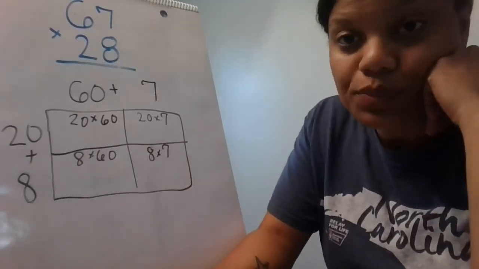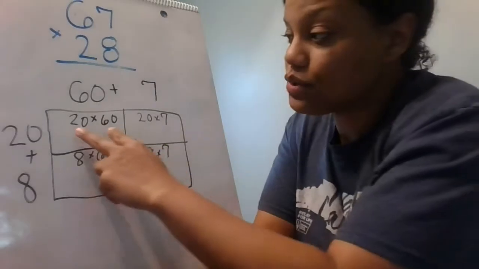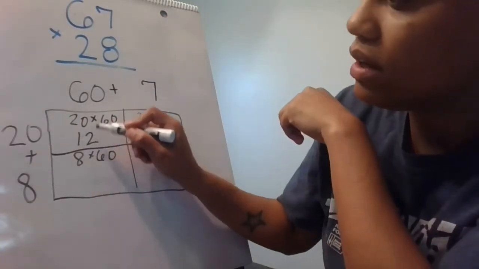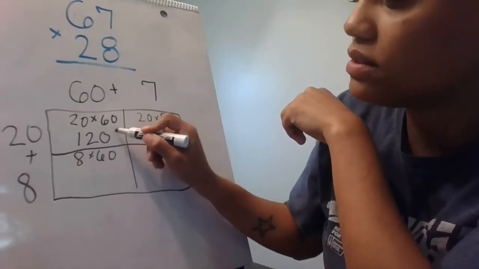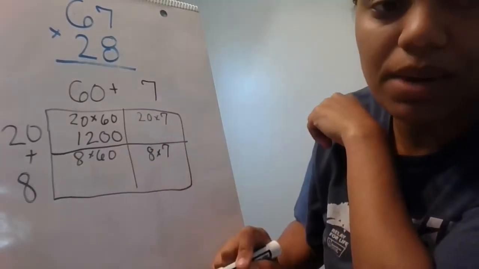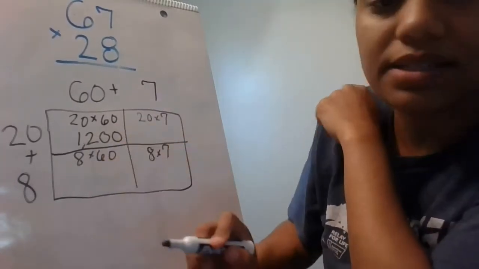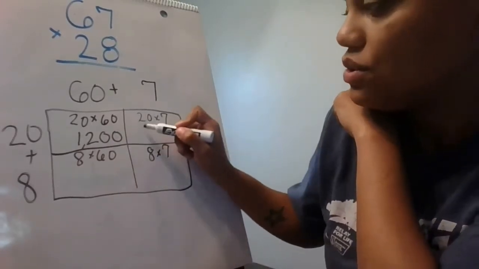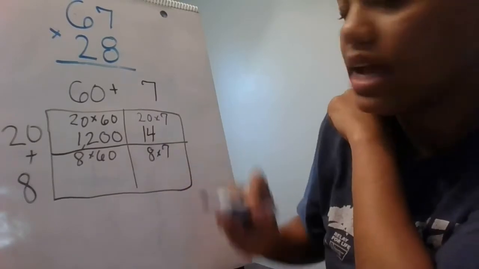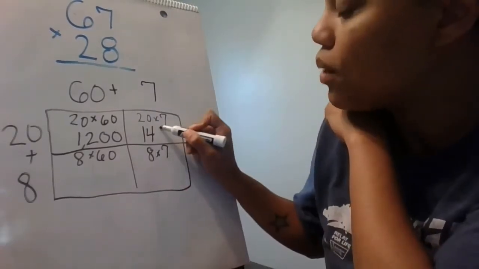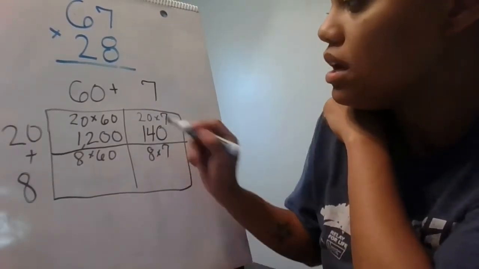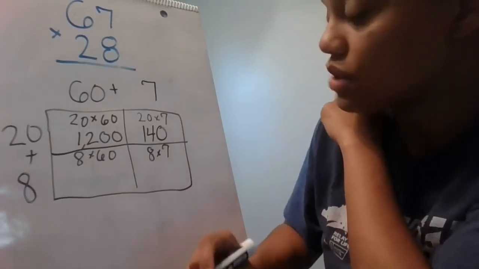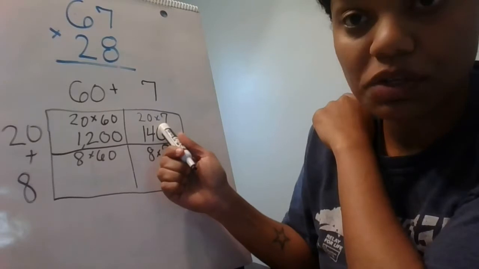Now I'm going to solve those problems with just the basic fact. So I'm going to say, okay, well, what is 2 times 6? And that's 12. And how many zeros are in that box? 2. So I add 2 to that box. So 20 times 60 is 1,200. Then I say, okay, 2 times 7 is 14. How many zeros were in that box? 1. I add my 0. 20 times 7 would equal 140. So I found the product for the first two multiplication problems.